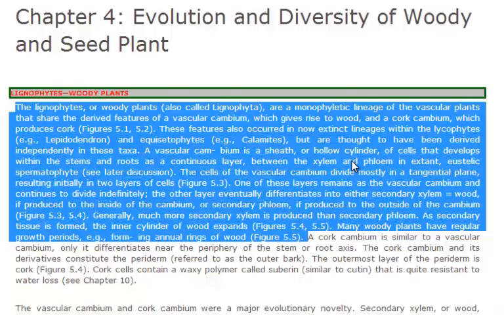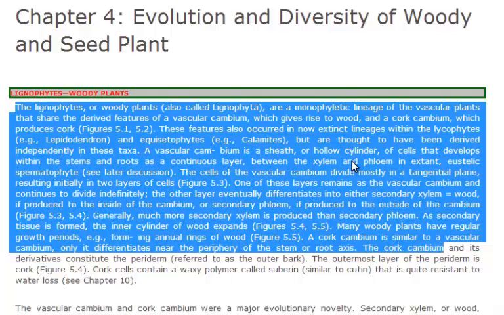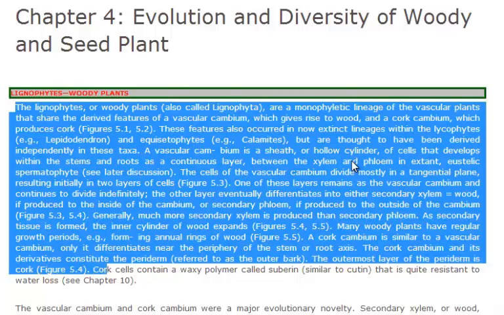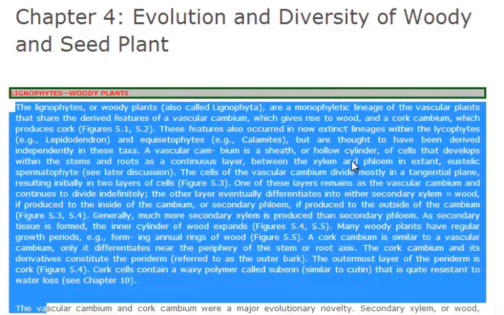A cork cambium is similar to a vascular cambium, only it differentiates near the periphery of the stem or root axis. The cork cambium and its derivatives constitute the periderm, referred to as the outer bark. The outermost layer of periderm is cork. Figure 5.4. Cork cells contain a waxy polymer called suberin, similar to chitin, that is quite resistant to water loss. See Chapter 10.